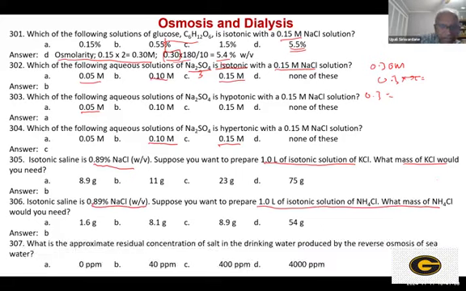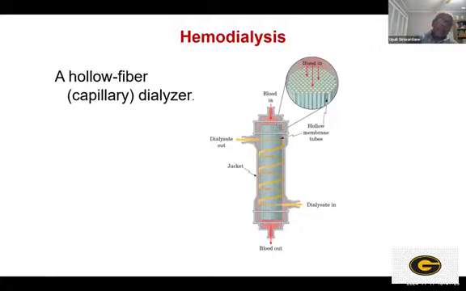What is that promise? Residual concentration of drinking water produced by is very low. 0 is not correct. 40 is somewhere around here. C is the correct answer. Reverse osmosis is used to separate sodium chloride from water, and you can get fresh water.